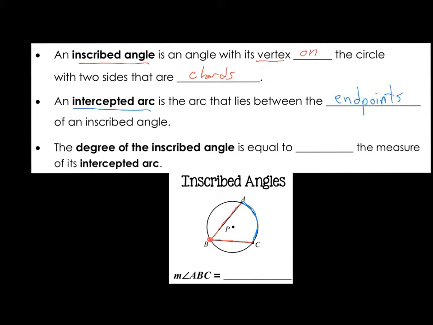And the degree of the inscribed angle is equal to 1/2, right? Half the measure of the intercepted arc. So in essence, what we're saying is, if this was 80 degrees, then this would be 40 degrees. The measure of the inscribed angle is half of the arc that it intercepts.